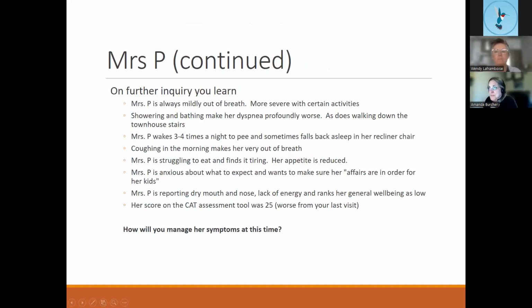On further inquiry, we learned she's always short of breath, more severe with certain activities. Showering and bathing make her dyspnea worse, as does walking down the stairs. She wakes 3 to 4 times a night to pee and falls back in her recliner. She's coughing in the morning and it makes her quite out of breath. She's struggling to eat and finds it tiring. Her appetite is reduced. She's anxious about what to expect and wants to make sure her affairs are in order for her kids. She's having some dry mouth and nose, loss of energy, and ranks her general well-being as low.